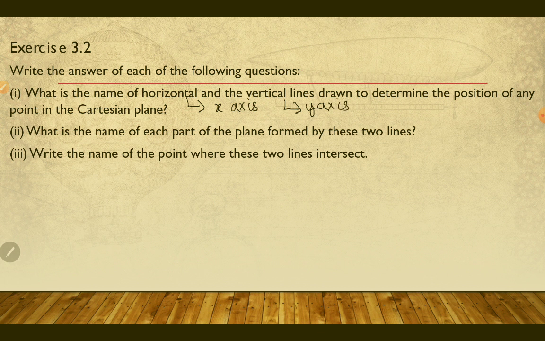What is the name of each part of the plane formed by these two lines? The name of that part is quadrant. Because when these two lines join, they form 4 quadrants. Write the name of the point where these two lines intersect. Origin. Only at this point, x and y axis intersect.